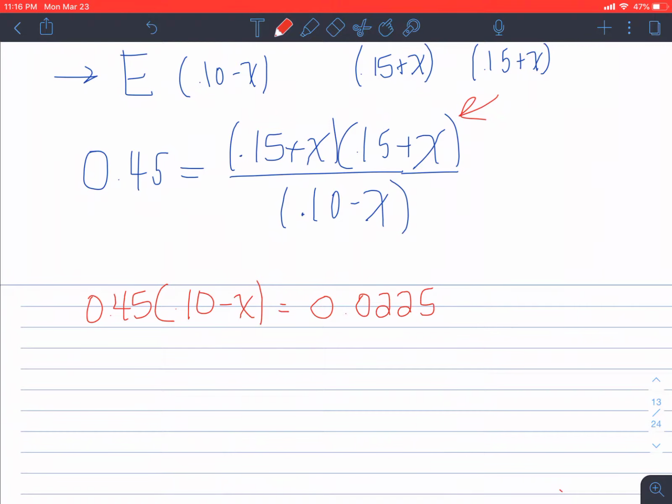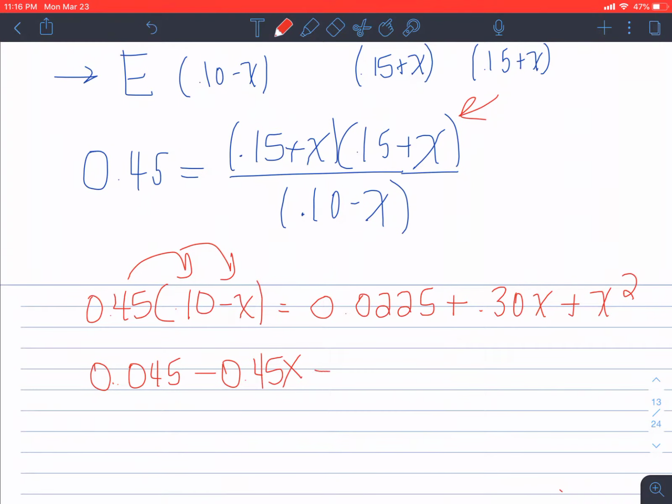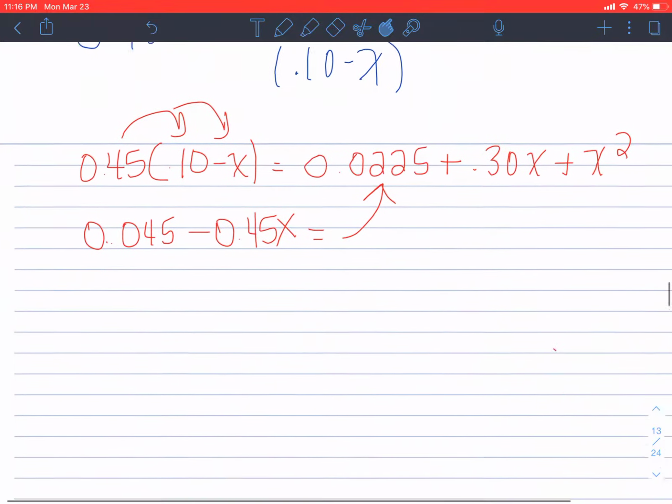0.0225 plus 0.3x plus x squared. Let's go ahead and distribute here. Okay, we get 0.045 minus 0.45x is equal to all of this. I'm not going to rewrite it again. You can, but for notes purposes.